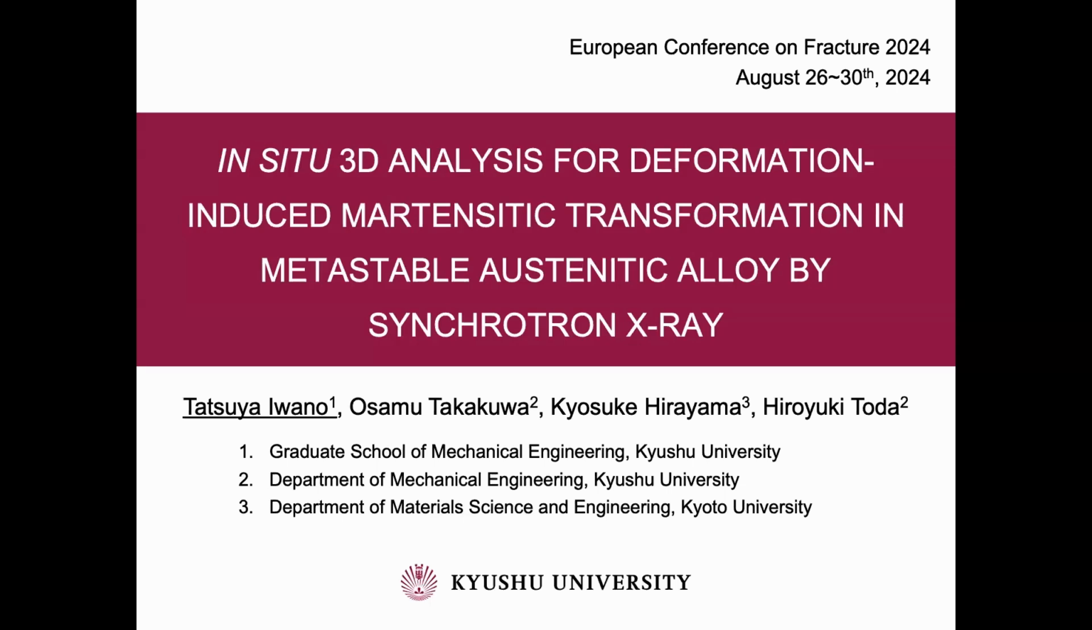Today, I'm going to talk about, as introduced, in situ 3D analysis for deformation-induced Martensitic transformation in metastable austenitic alloy by synchrotron X-ray. In metastable austenitic alloy, the phase transformation from FCC to BCC structure occurs when external deformation is applied. This is deformation-induced Martensitic transformation, so-called alpha prime Martensitic transformation.